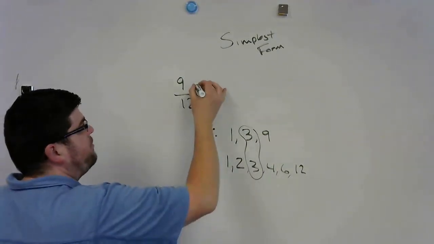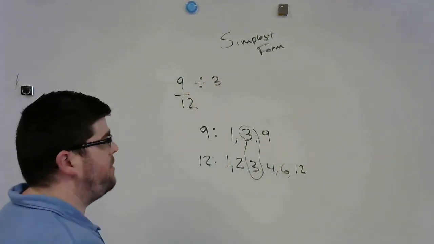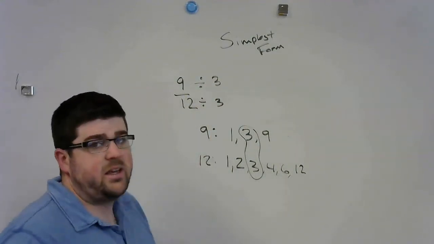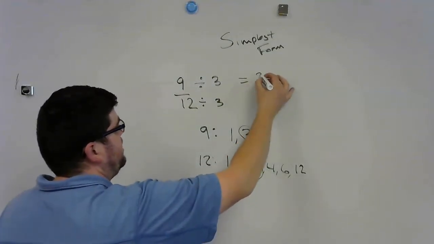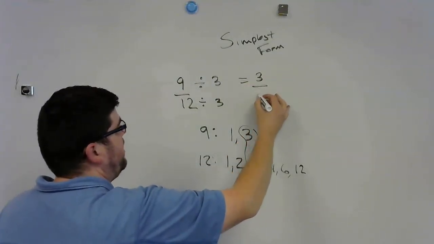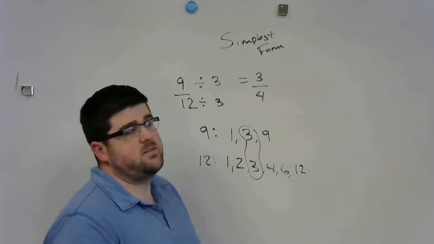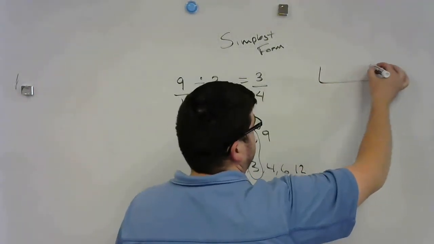So what that means, I'm going to divide 9 by 3 on the top so I can get fewer pieces in my denominator. And I'm going to divide 12 by 3 on the bottom so I can get fewer pieces in my denominator. So 9 divided by 3 equals 3. And 12 divided by 3 equals 4. 9/12 and 3/4. Those are equivalent fractions.